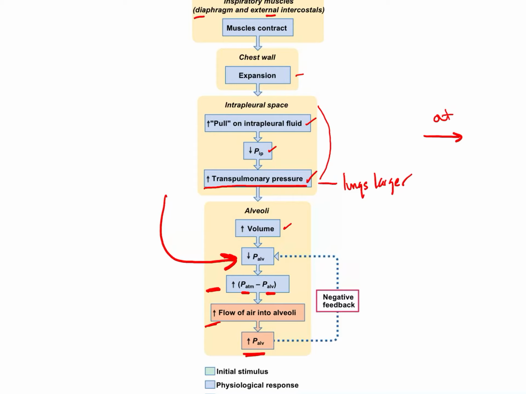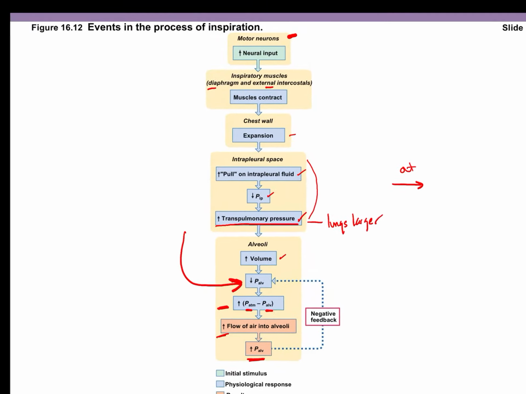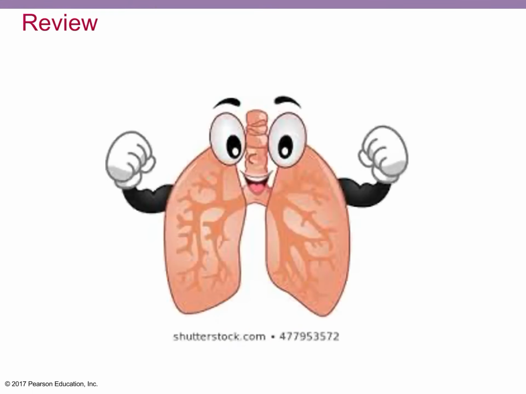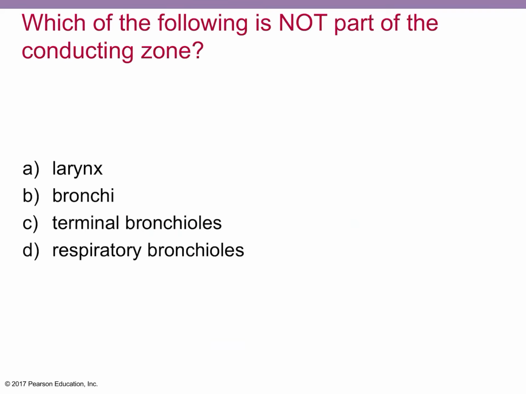And then you have increased alveolar pressure, and that increased alveolar pressure can actually feed back and stop that drop in pressure. But anyways, there we go. So that's the whole chain of events for inspiration.